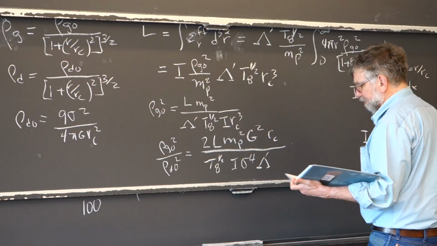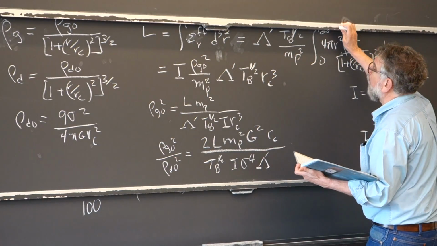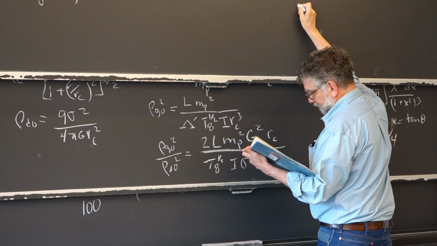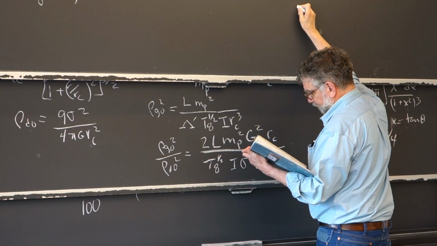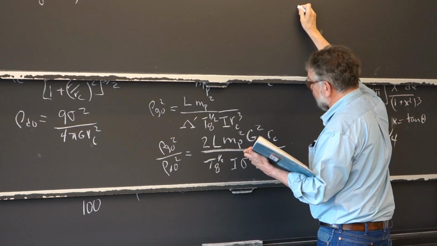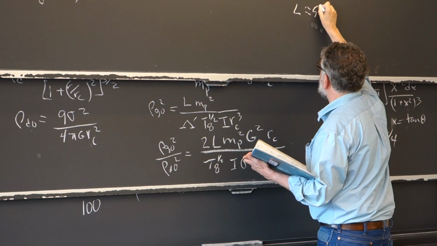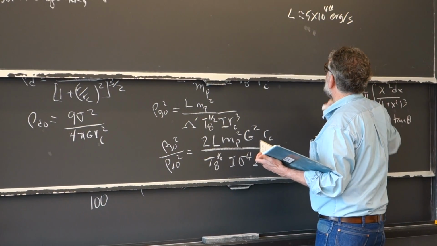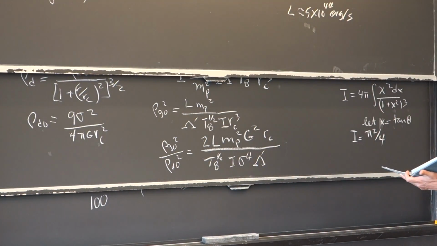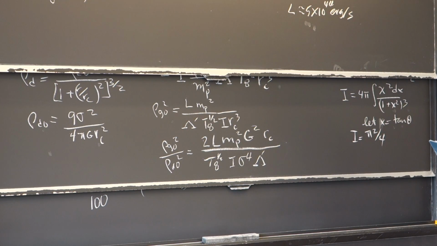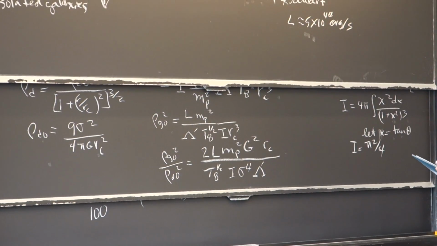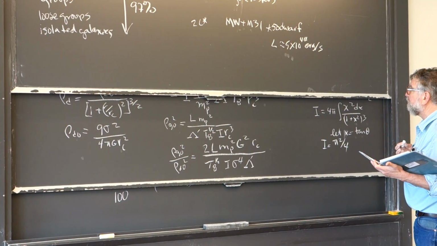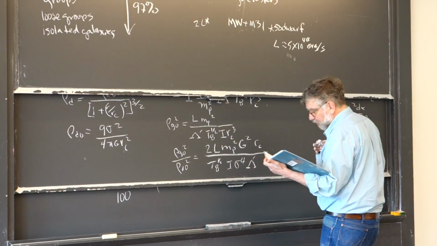What numbers do we plug in? Oh, the luminosity of such a cluster. It's huge. Actually, that's the temperature. The luminosity of the cluster is on the order of 5 times 10 to the 44 ergs per second. Remember that the sun is 2 times 10 to the 33 ergs per second. So this is more than 10 to the 11 solar luminosities of X-ray coming out from the cluster, from Bremsstrahlung, not from photospheres.